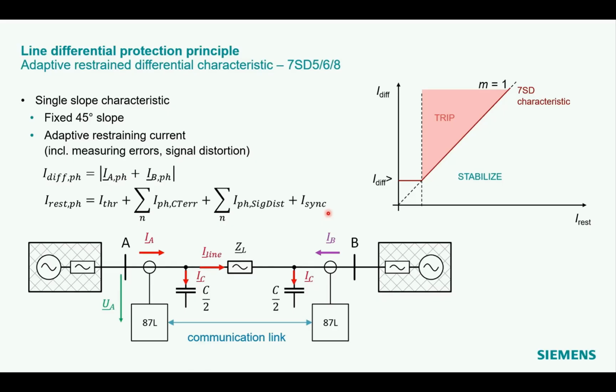Therefore, the stabilization characteristic looks different and is a single slope of 45 degrees, so M equals 1. We provide a setting for the minimum differential pickup current. This should be set higher than the expected capacitive charging currents. A differential current above the characteristic will trip the circuit breaker, and below the characteristic the relay will stabilize.